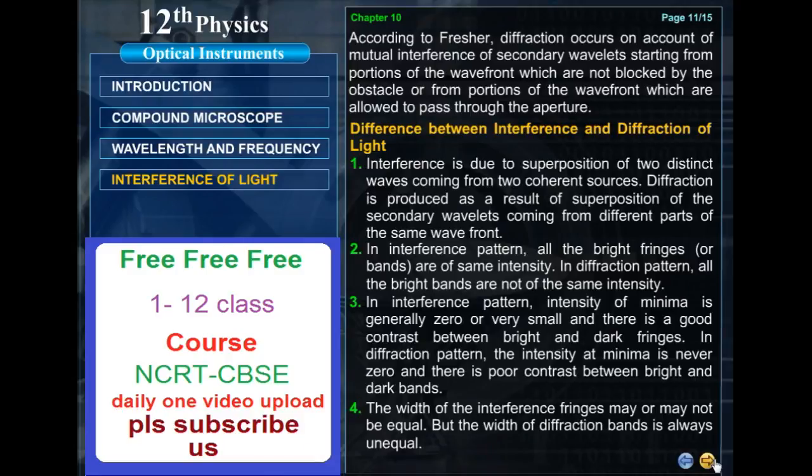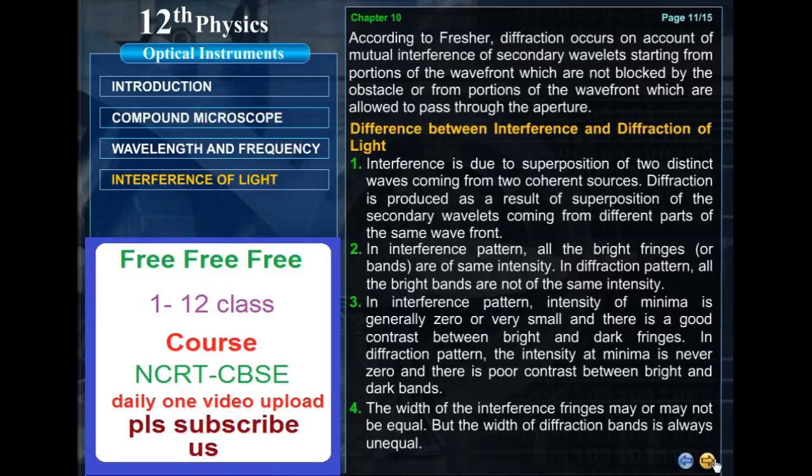Difference between interference and diffraction of light. Interference is due to superposition of two distinct waves coming from two coherent sources. Diffraction is produced as a result of superposition of the secondary wavelets coming from different parts of the same wave front. In interference pattern, all the bright fringes or bands are of same intensity. In diffraction pattern, all the bright bands are not of the same intensity.